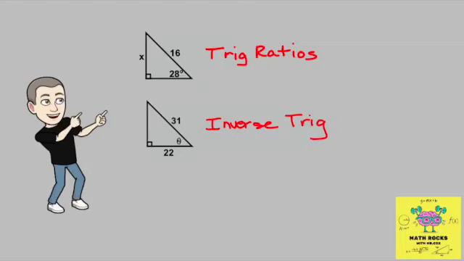In the first two parts, we looked at right triangles. First, we looked at one in which we had an angle, we had a side, and we wanted to know a second side. So we would use something called trig ratios and set up an equation like this: sine 28 degrees equals x over 16.